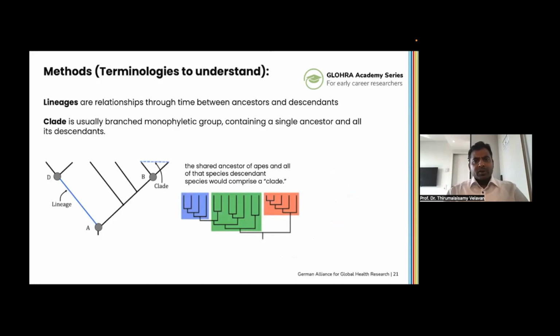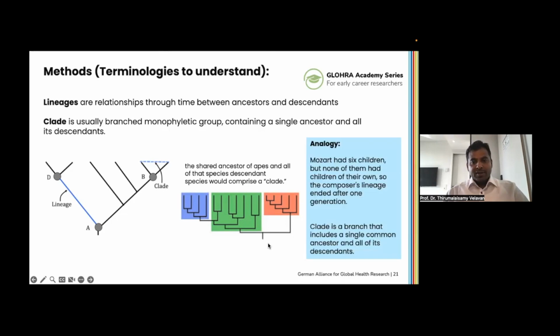I would like to give you a brief summary before we dive deep into the results. There are two terminologies you will be exposed to: one is called lineage, the other is called clade. Lineages are the relationships through time between ancestors, whereas a clade is a branched monophyletic group containing a single ancestor. I hope you understand. In a worst case scenario, I could explain in more detail: we know that we all come from apes. So the apes become the lineage, whereas the clades are the different types of apes we are descendants of.